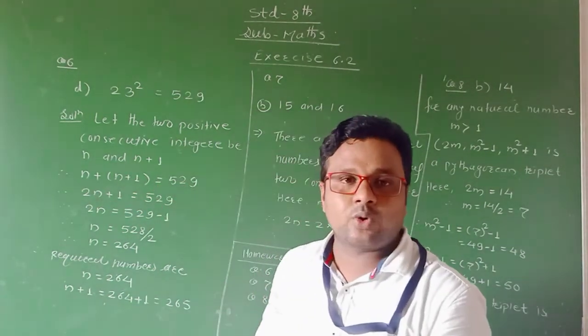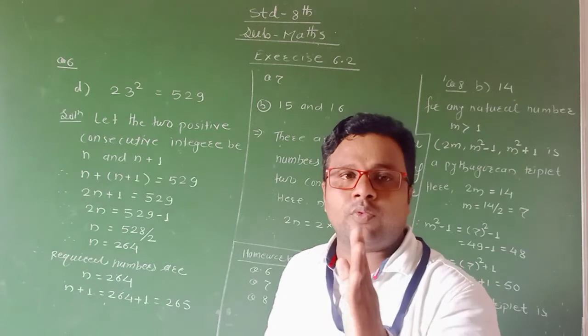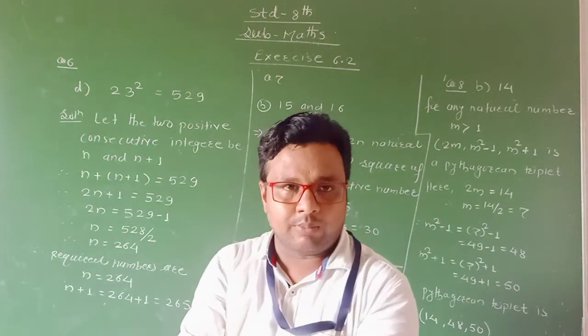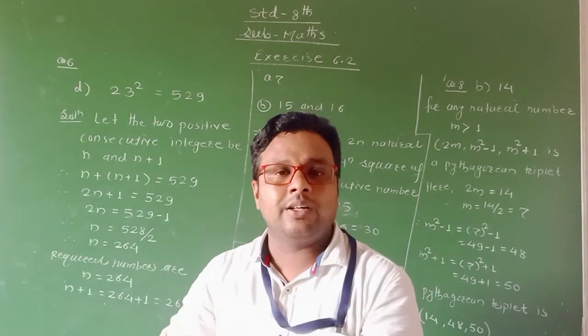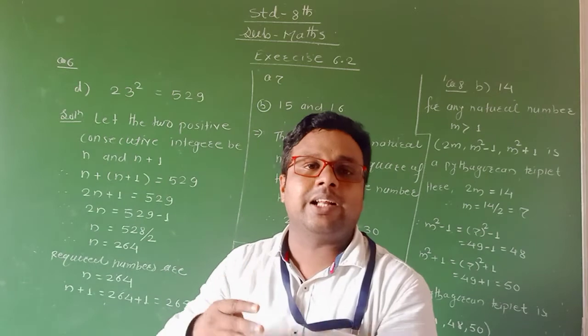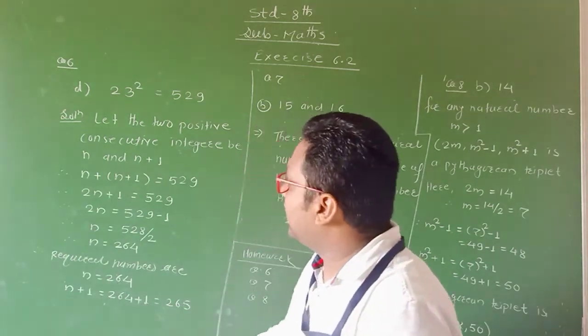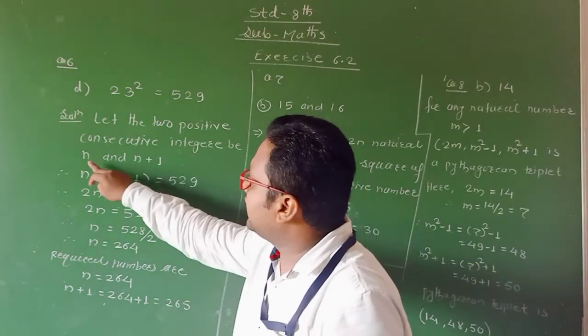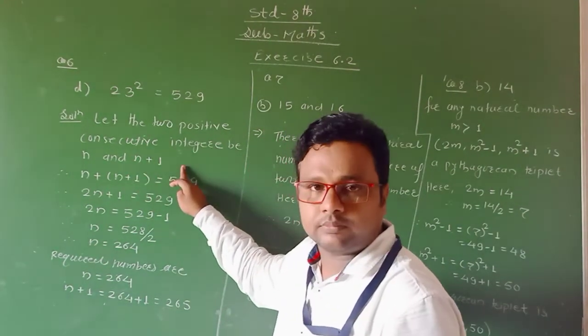We know what consecutive means. What is the consecutive of 5? It is 6. This means we add 1 to the previous number. What is the consecutive of 10? You will get 11. We add 1 to 10, then we get 11. Therefore, we consider two consecutive integers n and n plus 1.